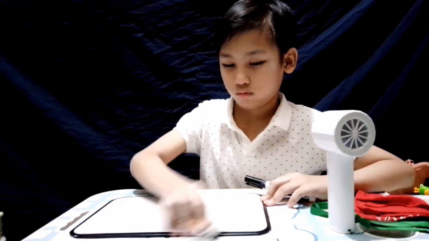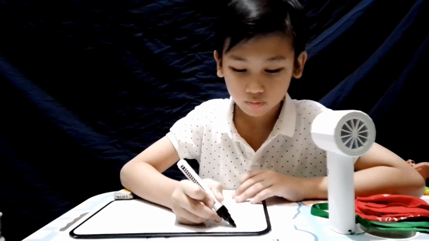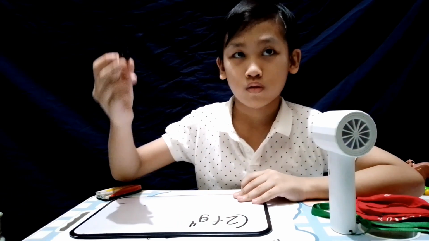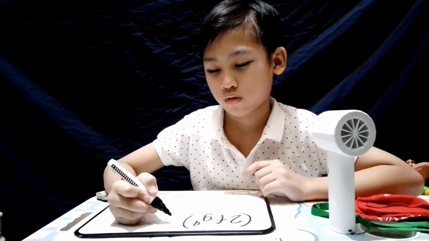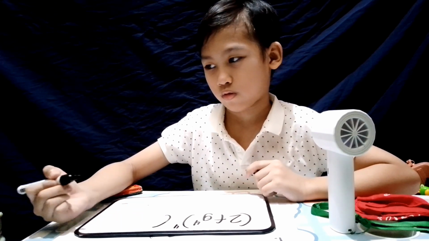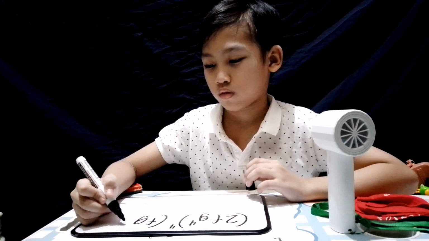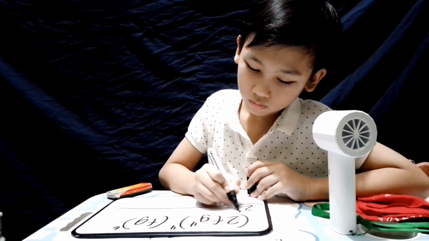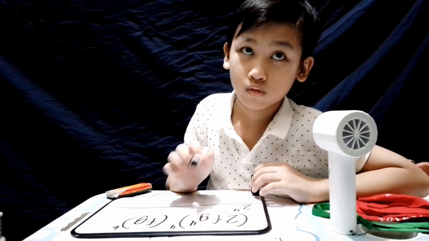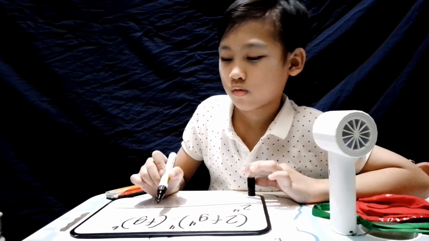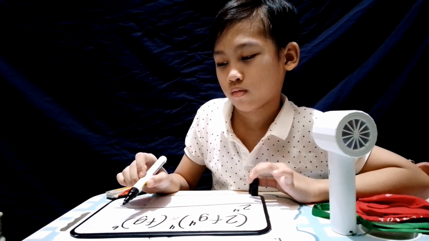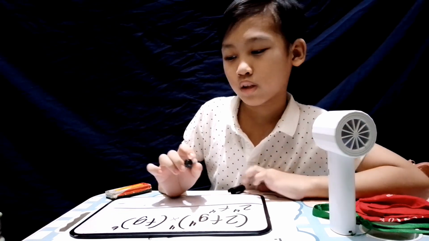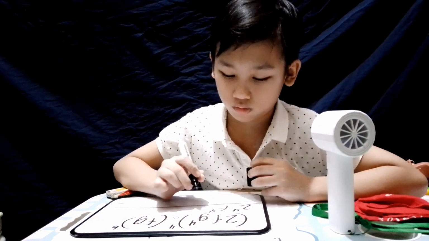Next. How about this one? Open parenthesis, 2FG to the 4th power, close parenthesis, to the 4th power, times, open parenthesis, FG, close parenthesis, to the 6th power. Again, open parenthesis, 2FG to the 4th power, close parenthesis, to the 4th power, times, open parenthesis, FG, close parenthesis, to the 6th power. Same as power rule and product rule. Power rule and the product rule.